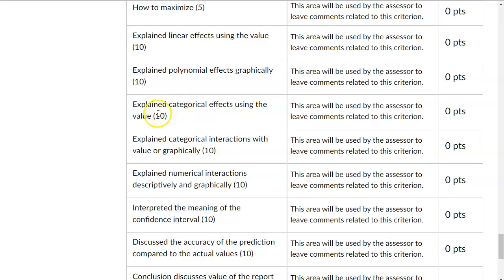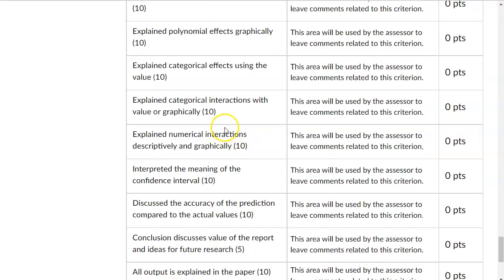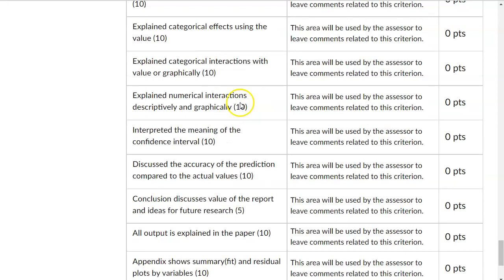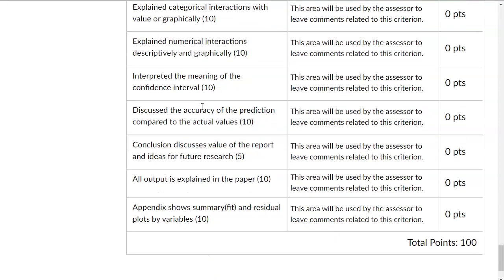Categorical effects, again, we can use a sentence with the number. Categorical interactions, there is a way to do it with the number. I've seen some students try. Some have actually done pretty well. Most people prefer to just have a graph and then explain what's going on in the graph. Numerical interactions, there's definitely got to be a graph. And it says descriptively with it because a graph alone isn't enough. You need to have something telling the client what they should be seeing in that graph.